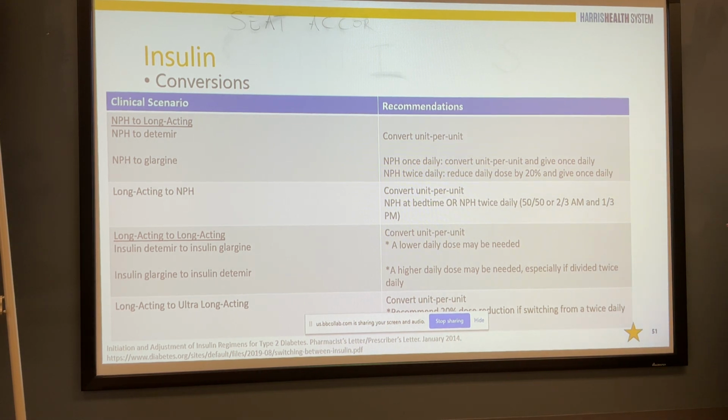I'm sorry, what's NPH again? Intermediate insulin, like Novolin N or Humulin N. So I have those classified for you on the previous slide. Okay.